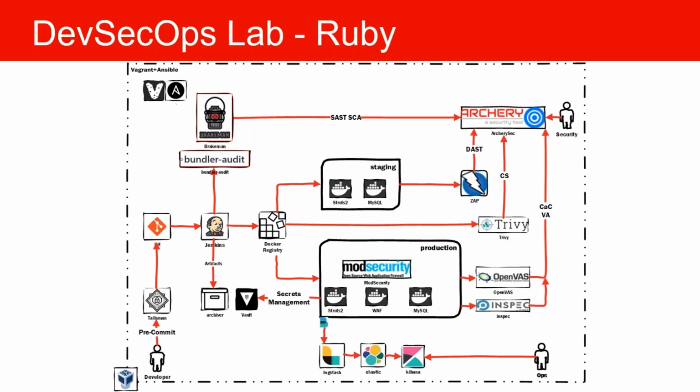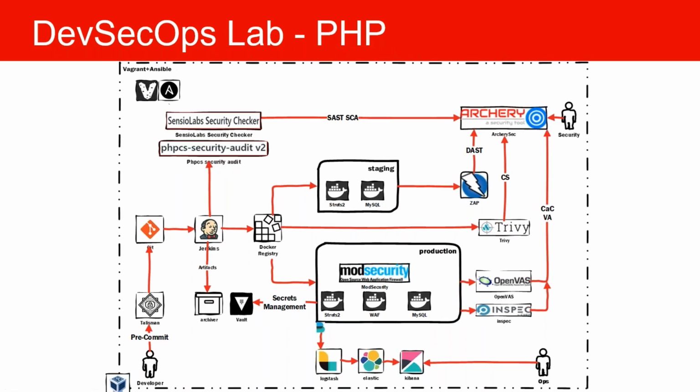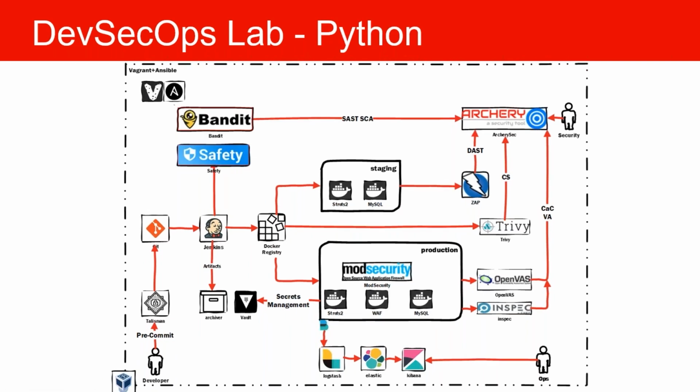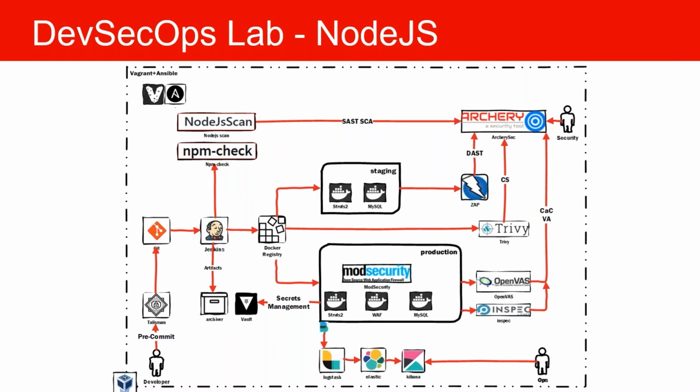And this is a sample implementation of the entire DevSecOps lab for Ruby. Now, the thing to note here is that we've changed only the SAST and the SCA tool. Same goes with PHP. Again, we've changed only the SAST and the SCA tool. Same goes with Python. We've replaced with Pandit and Safety. And finally, Node.js. We have Node.js scan and npm check.